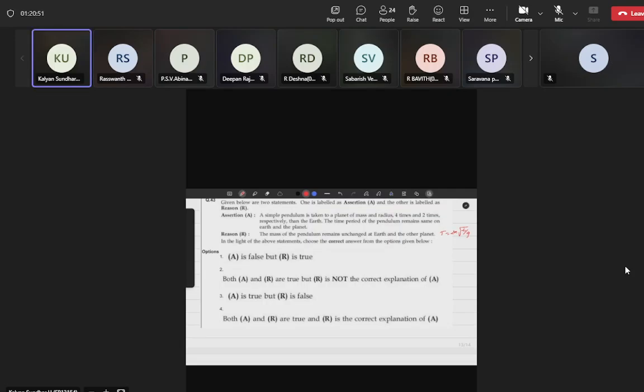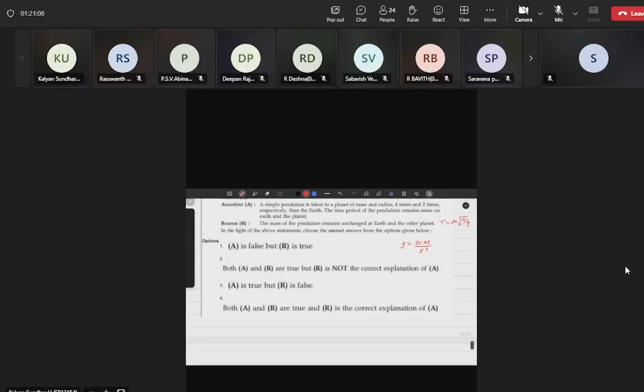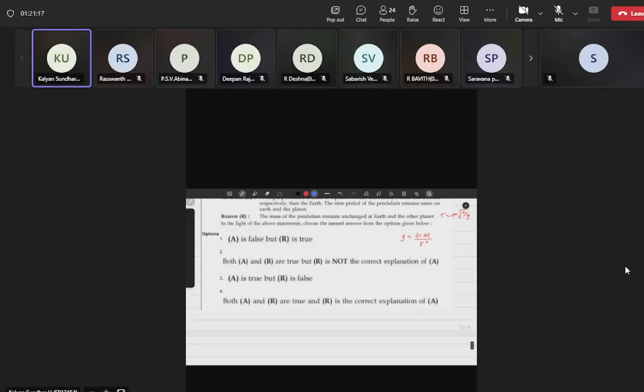They have given the mass and radius, which change. What is the acceleration due to gravity? G into mass of the planet divided by R square. So first you find g. Let this be g on the Earth: G M by R square.